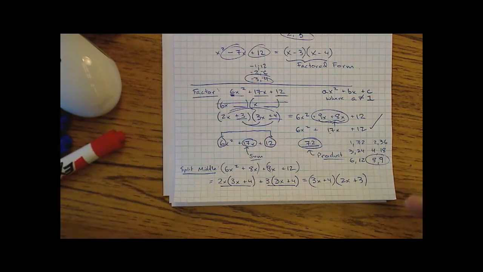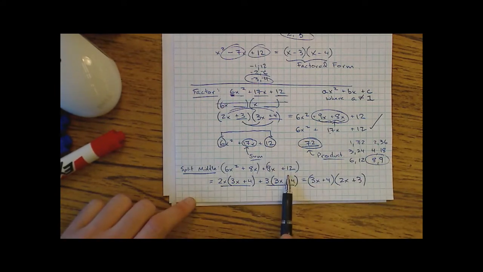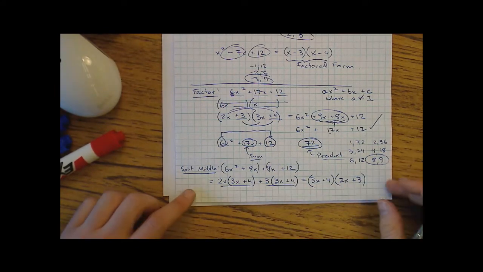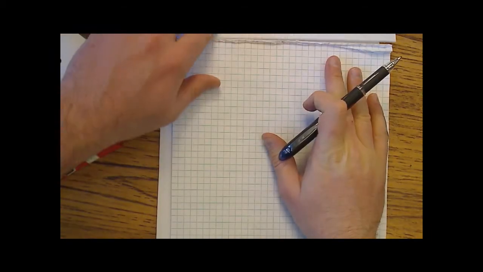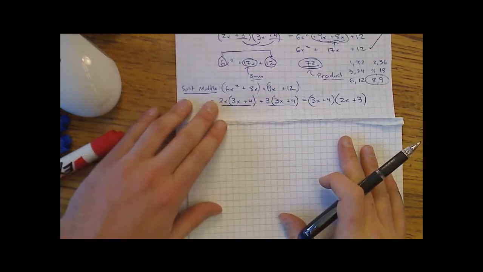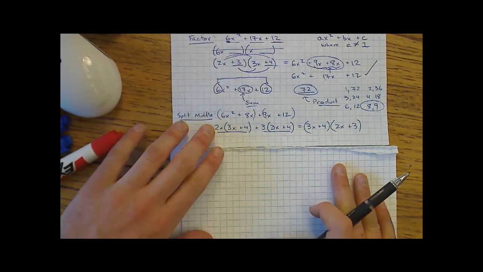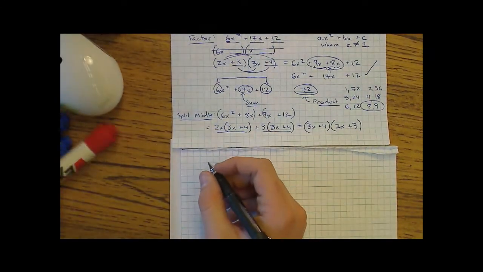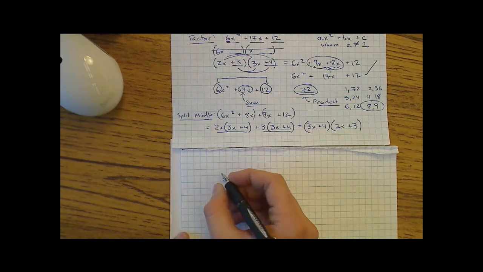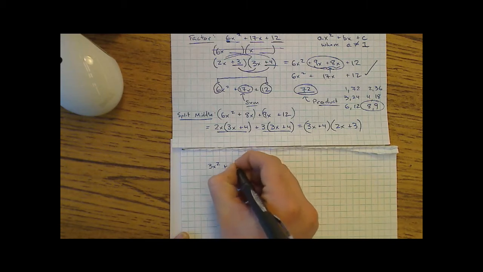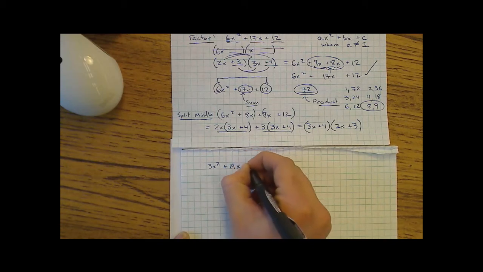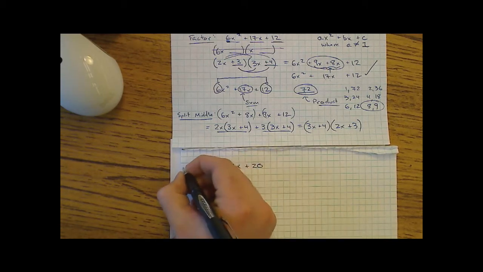Okay. I'm going to do another example of that because I think this is hard to get from one example. And let's just jump right in. I'll try to leave that up there so you can still see it. Okay. Here's the next example. We're going to solve 3x squared plus 19x plus 20. We're going to factor it.